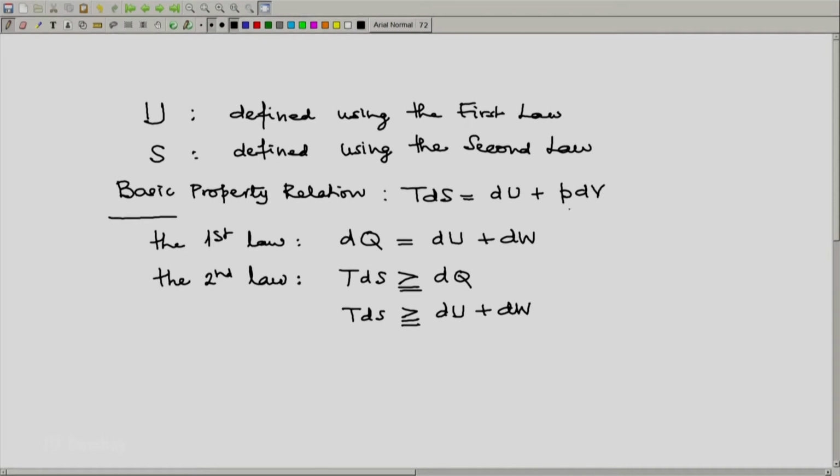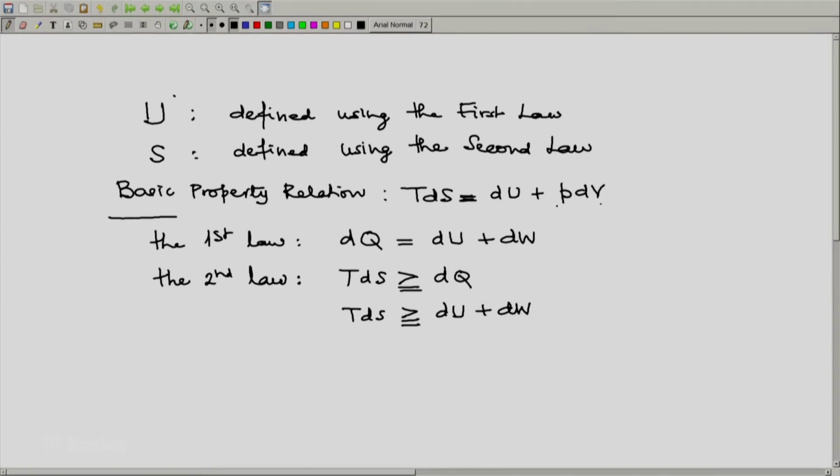Notice that when we write a property relation, T dS will be followed by an equality, and on the right hand side we will have P dV, whereas when we write the second law, T dS will be followed by greater than or equal to, and on the right hand side you will either have dQ, an interaction, or a combination of dU and dW, where dU is a differential of property but dW is a small work interaction.